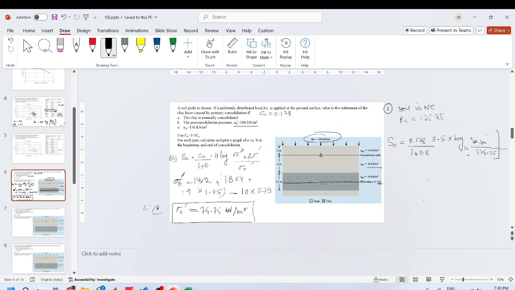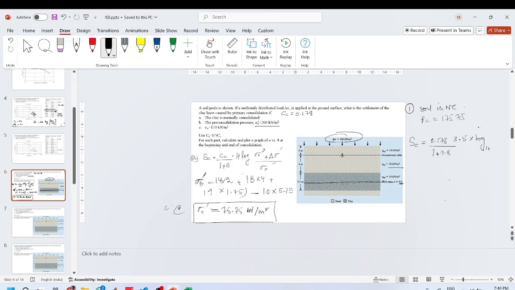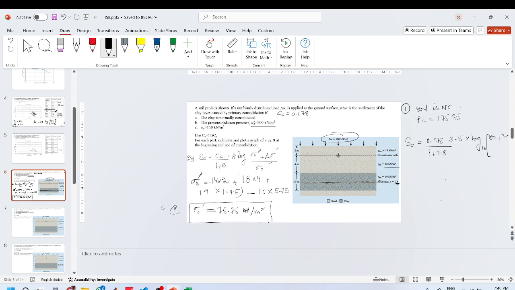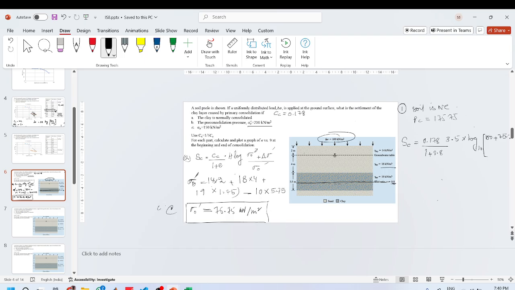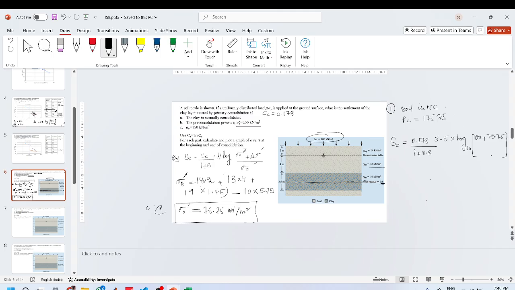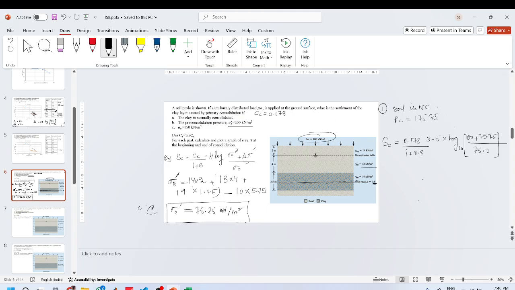And here it has to be, let's calculate 0.178 into 3.5 over 1 point into log 1.75. This comes out to be 126 mm.